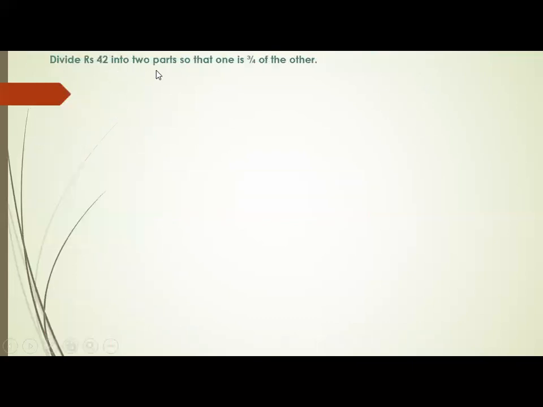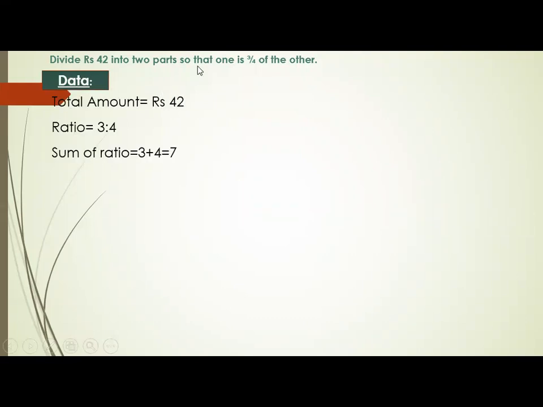Divide rupees 42 into two parts so that one is 3/4 of the other. Now again in this question, total amount is mentioned to you. And so that one is 3/4 of the other. One part is 3/4 of the other.